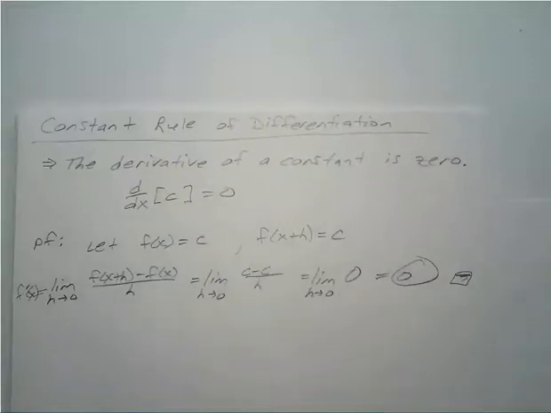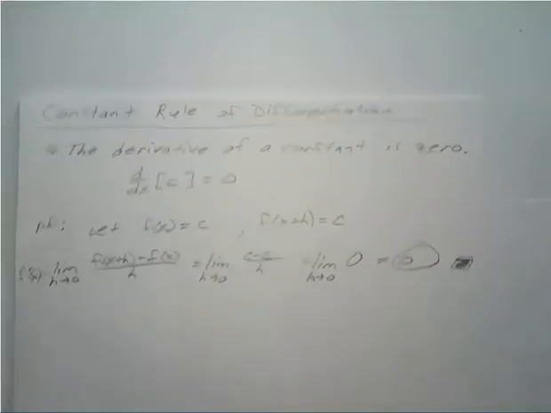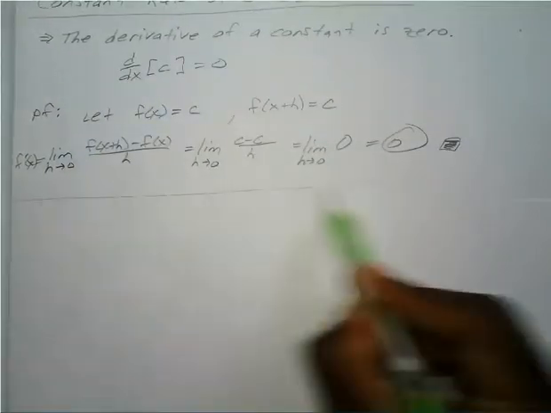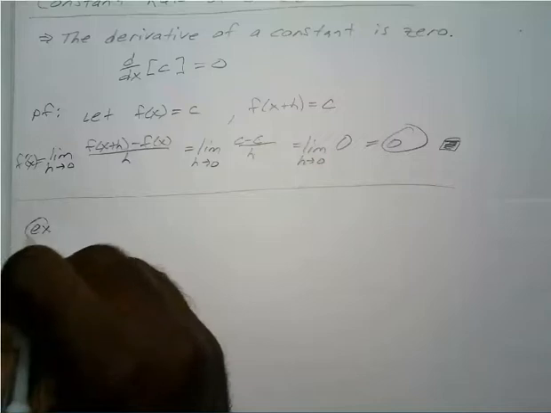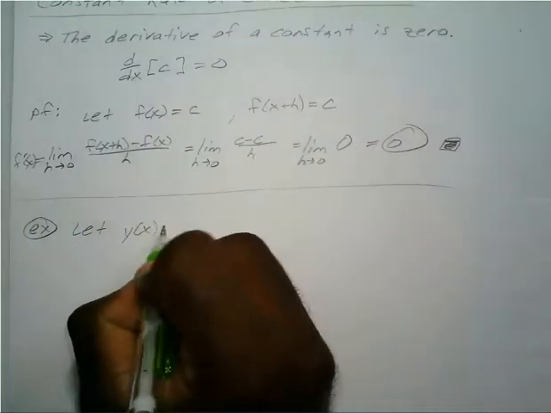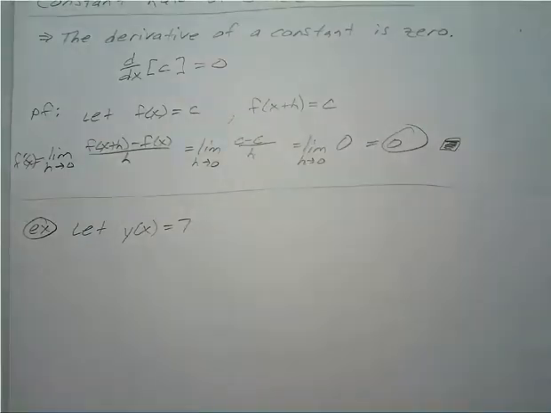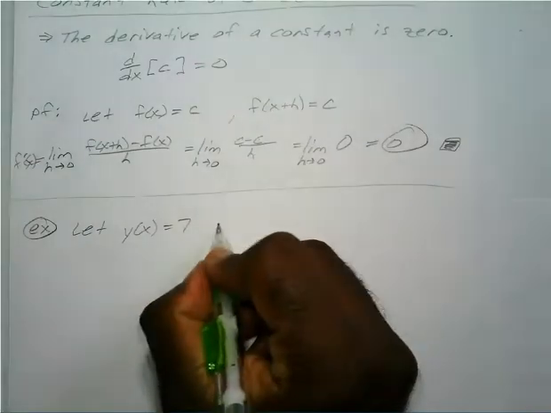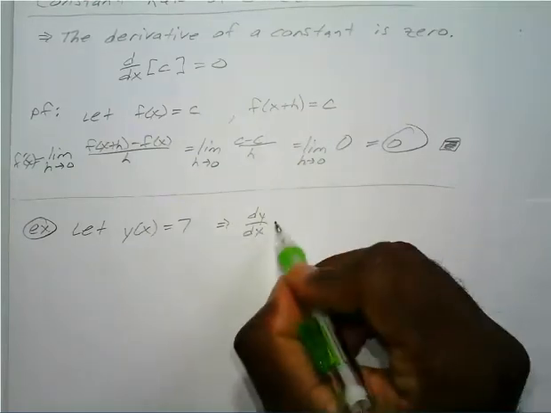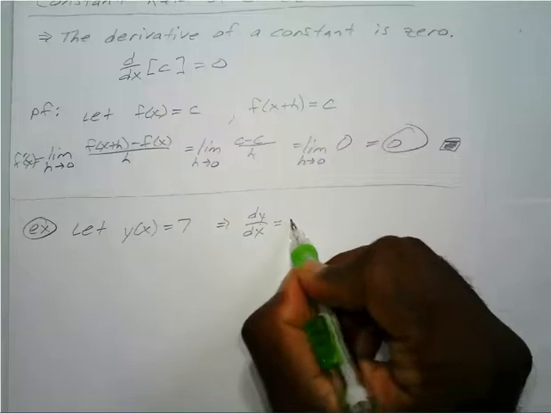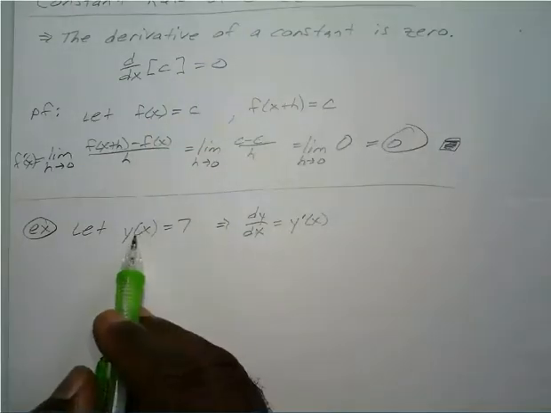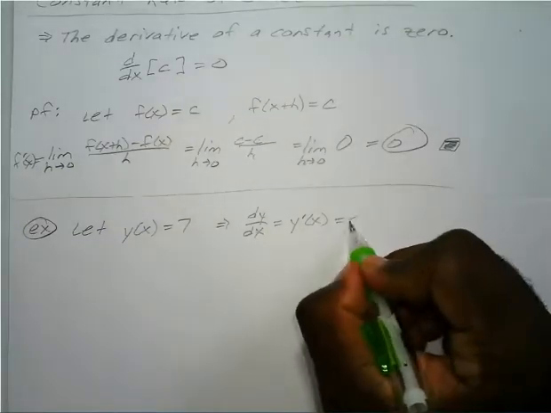Let's look at a couple of examples. For example, what if we let y of x equal 7? Then the derivative of y with respect to x, or y prime of x, both of which mean the exact same thing, would equal 0.